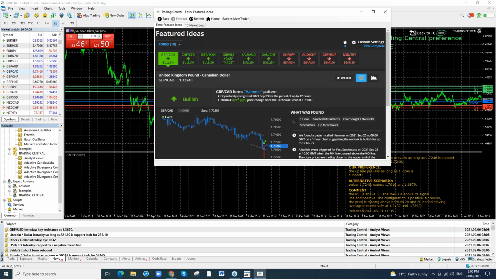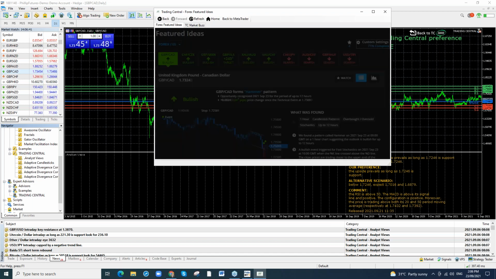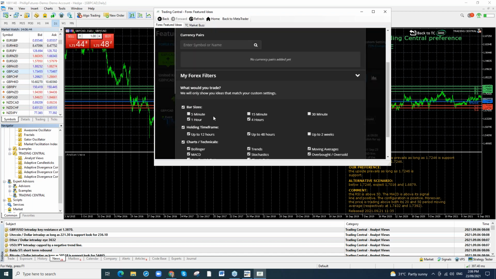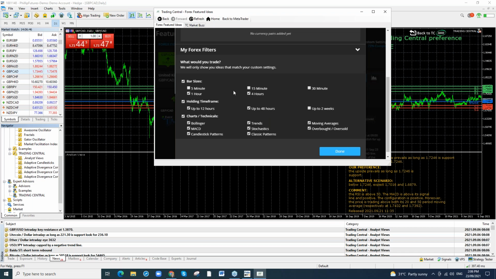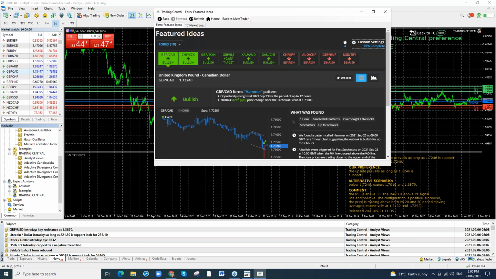Here, actually, it's quite useful if you are looking for ideas on what to trade. This particular tool is focused only on Forex pairs. So here you have custom settings. You can adjust to your needs, for example, the bar sizes, holding time frame, and some technical events. When it's done, the algorithm is searching for the most appropriate 10 ideas. Some are bullish, some are bearish.